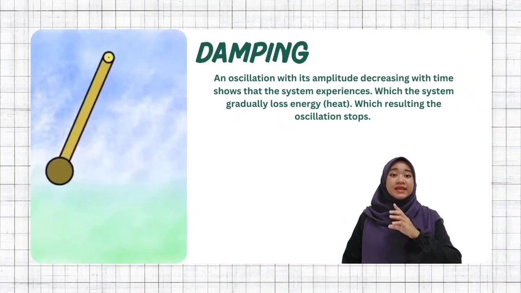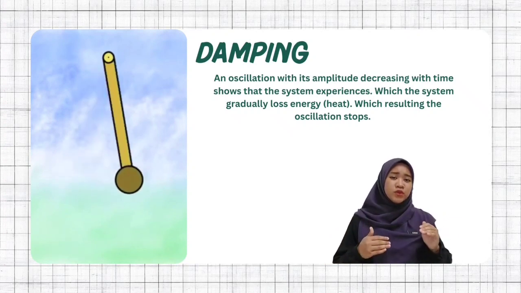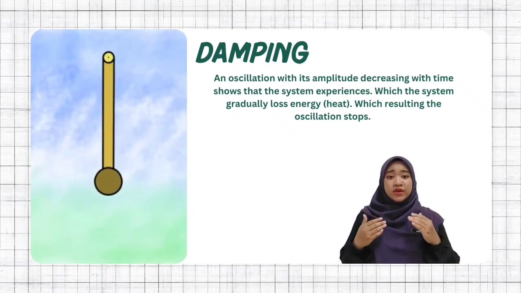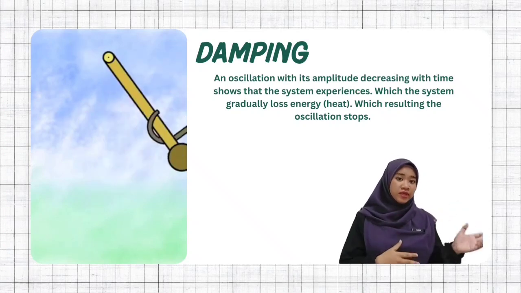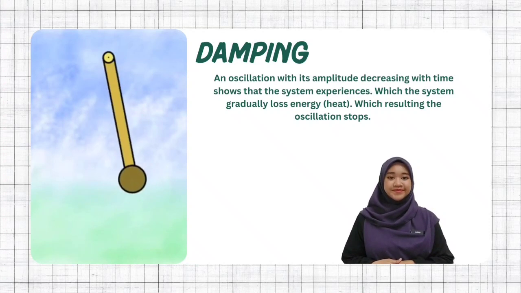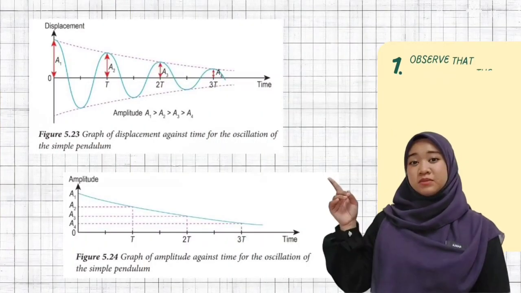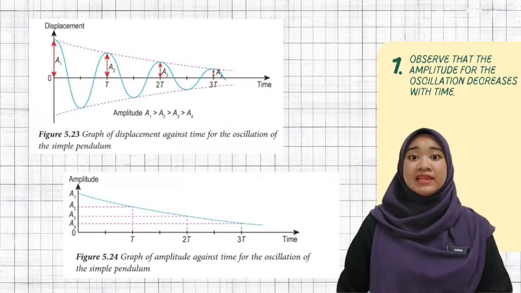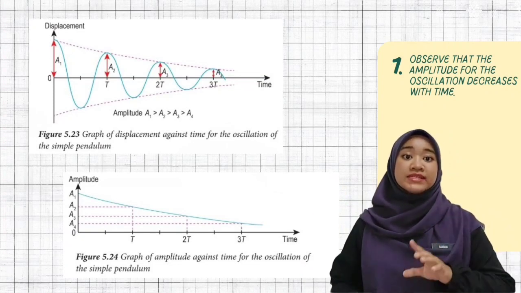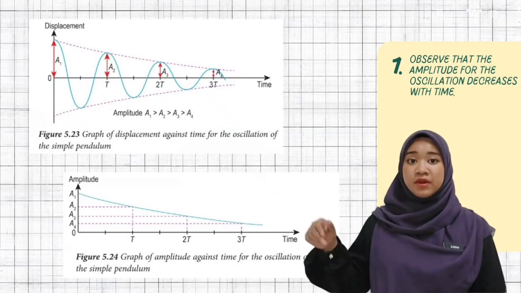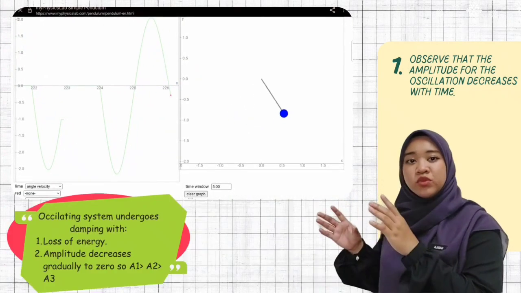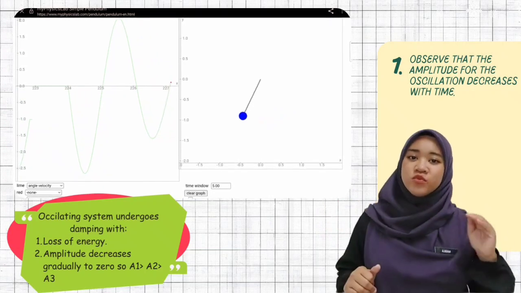Well, damping is an oscillation with its amplitude decreasing with time, and the system will gradually lose energy in the form of heat, which results in the oscillations stopping. So now let's observe the phenomenon of damping in an oscillating system such as a simple pendulum, and we can sketch an amplitude against time graph as shown. Now we can see that the amplitude of the oscillation decreases with time.